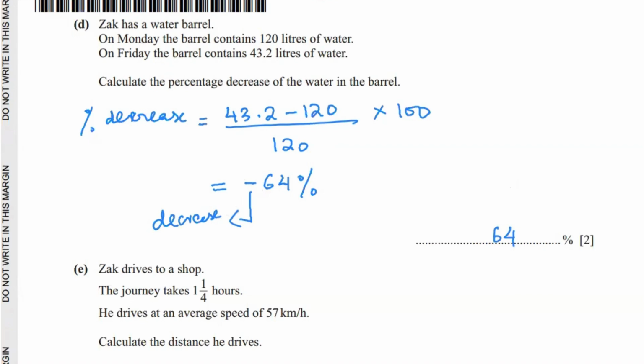But remember, when you want to distinguish between percentage increase or decrease, if the final percentage is coming out as negative, that means there's a decrease. If it's coming out positive, that means it's an increase.